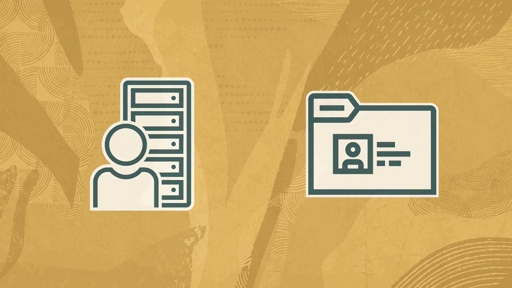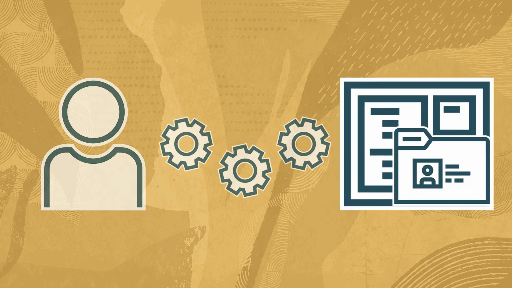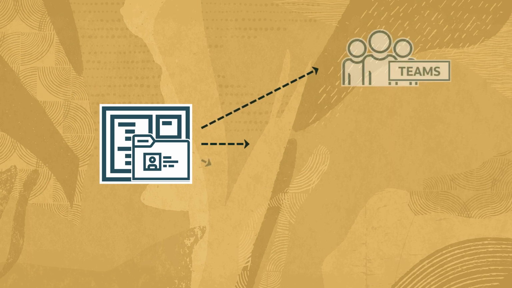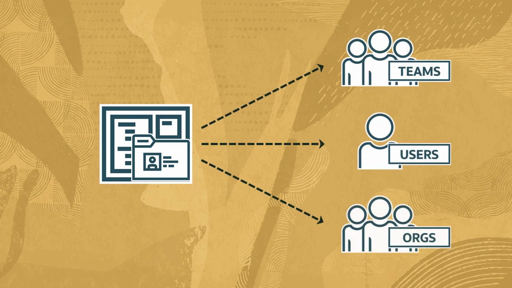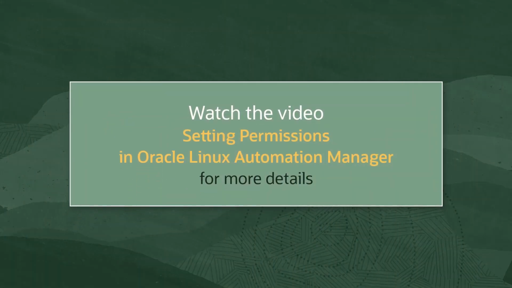Who should have access to this data? As a default, only system administrators can modify credentials. Then how does a normal user run a job that contains credentials? Using role-based access controls, you can grant permissions to teams, users, and organizations at a job level. The jobs use selected credentials behind the scenes, allowing users to run jobs without their credential information being exposed to the user. For details on granting permissions, see our video Setting Permissions in Oracle Linux Automation Manager.